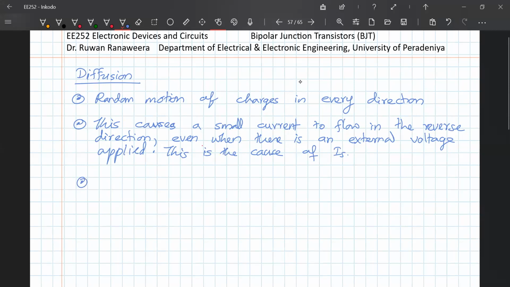Depending on many external energy sources, like heat, that is the temperature, or photons impinging on this junction, or any other energy source that influences the behavior of electrons, this diffusion current may change. So this depends on many external energy sources.